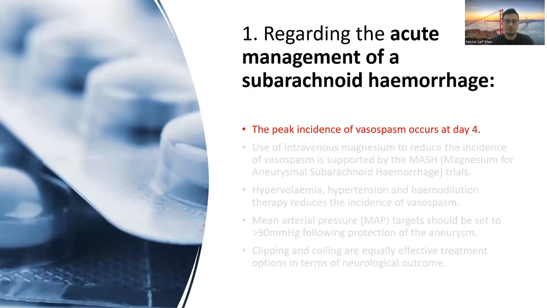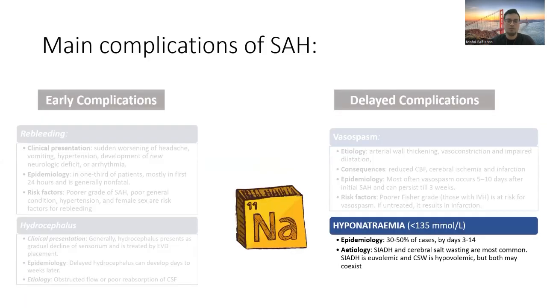Now, the first choice, that the peak incidence of vasospasm occurs at day 4, is wrong. Actually, it starts from day 5 onwards. Now, another delayed complication is hyponatremia, which can occur in up to 50% of cases, and it occurs between day 3 to day 14.